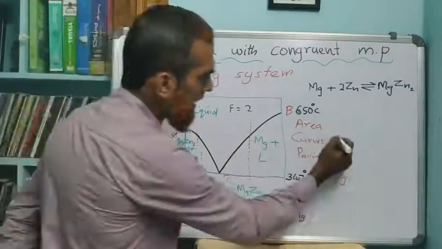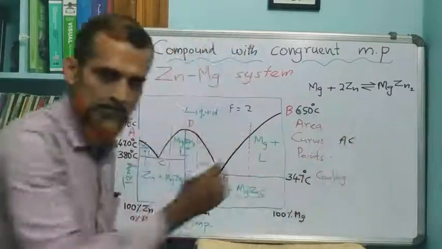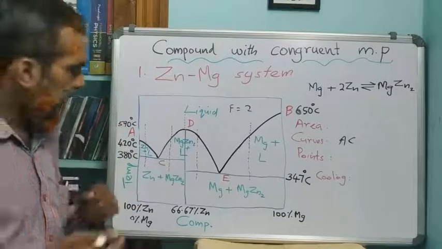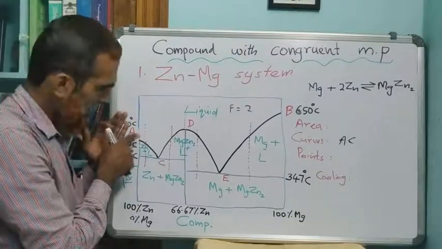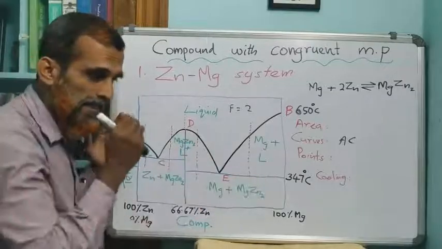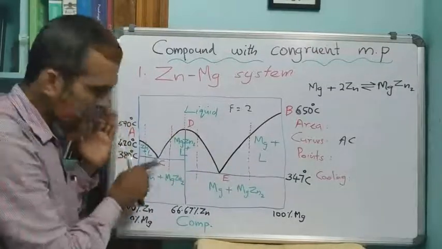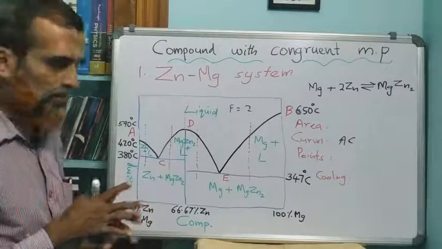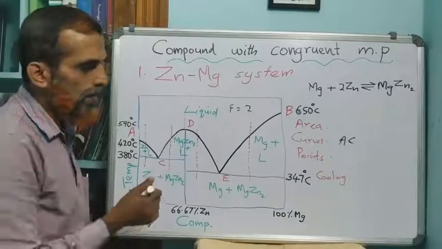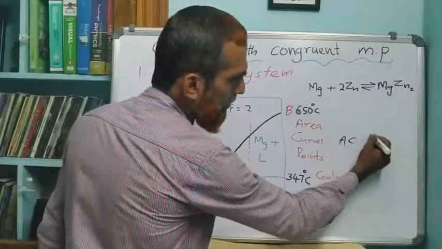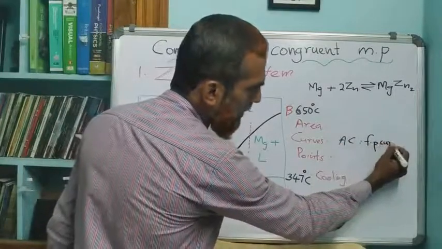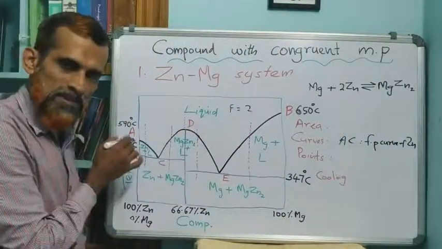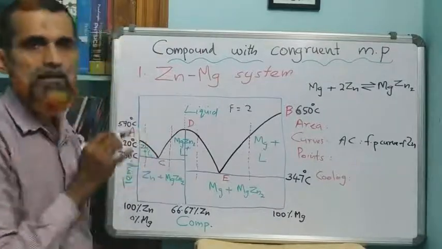Coming to the curves. In the curves, let us take curve AC. What is this curve AC representing? This is the melting point of zinc, and when you move in this direction, you are adding increasing amount of magnesium. So this represents decreasing melting point of zinc on adding increasing amount of magnesium. So we call this curve AC the melting point or freezing point curve of, which one? Freezing point curve of zinc, right? How the freezing point or melting point of zinc decreases on adding magnesium.